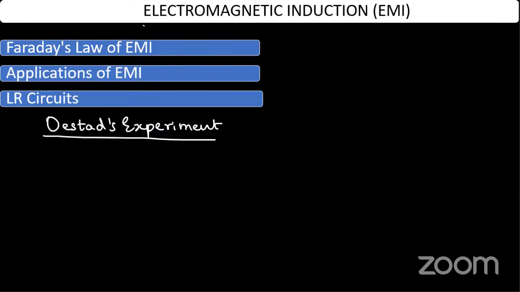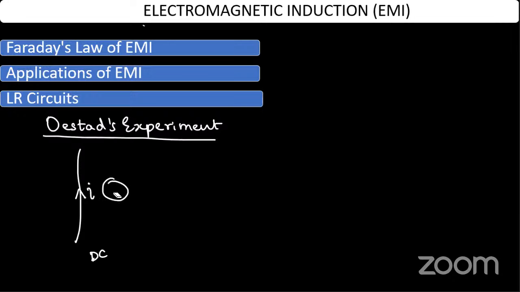Cool. So Oersted's experiment is nothing but, what did this guy do? He took a conductor, and he passed some current through it, maybe a DC current. This is the direct current from the battery. He passed the direct current through this conductor. Then what did he do?